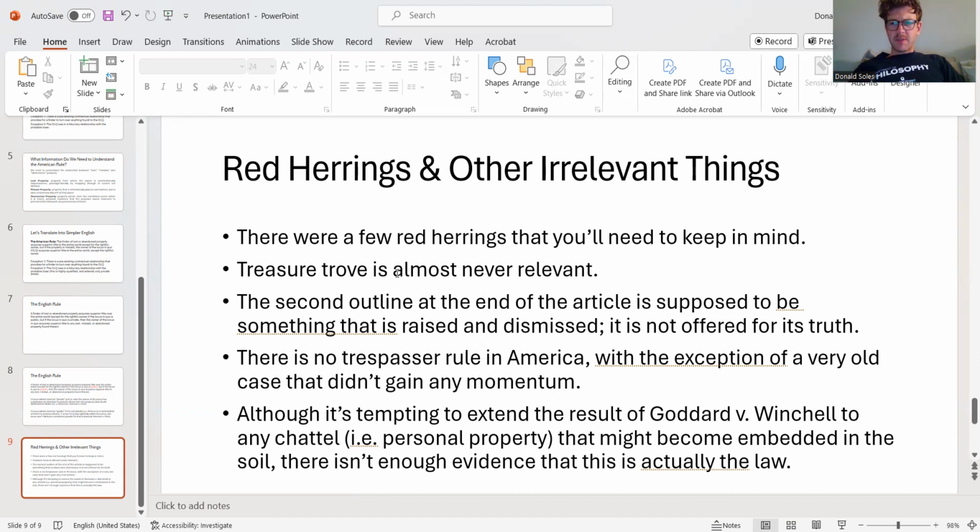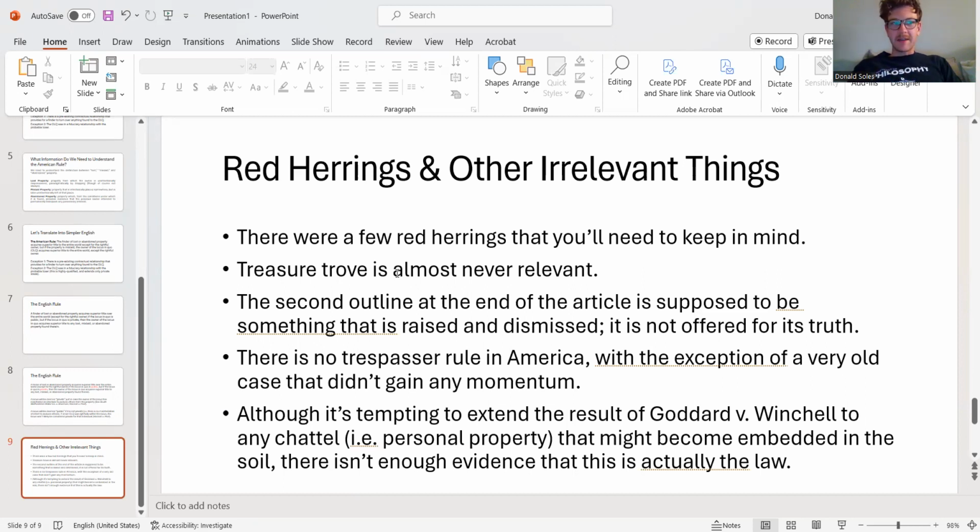Peter Hoagland was a trespasser, it looks like, in some way. He was kind of digging around on the land without the owner's permission. But that's not why he was denied title to the meteorite. He was denied title to the meteorite because it became part of the realty through accretion, right? So don't be fooled by the trespasser rule.